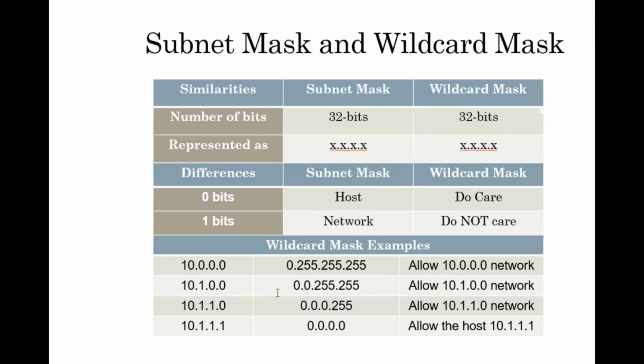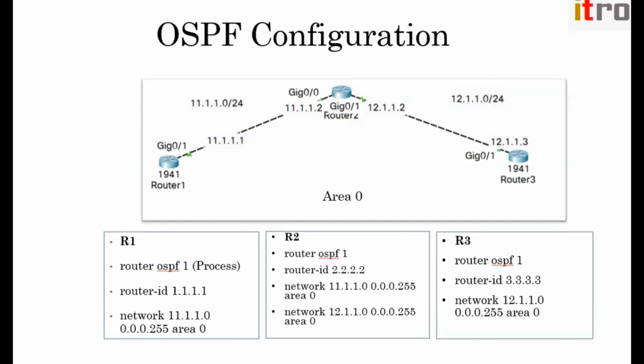And 10.1.0.0 with wildcard mask 0.0.0.255 allows the 10.1.0.0 network. Then we have 10.1.1.0 with 0.0.0.255, which allows the 10.1.1.0 network. Like 10.1.1.1 with the wildcard mask 0.0.0.0 allows the host 10.1.1.1. So in this way we put the wildcard mask, and when you configure OSPF and this subnet, they work in this way.